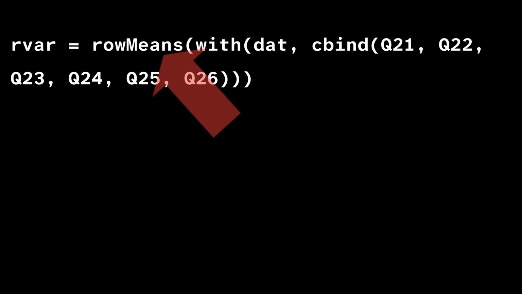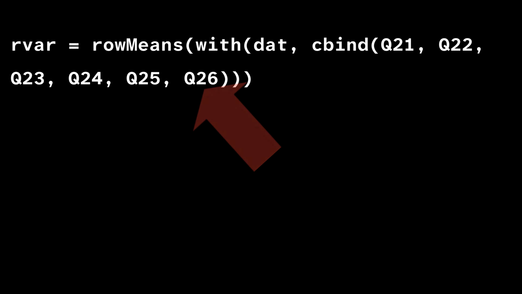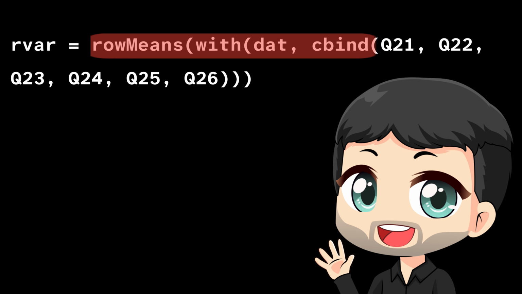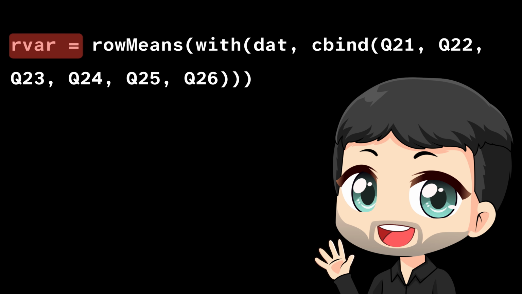Let's see what this can look like in practice. Here I want to calculate the mean over a bunch of variables, Q21 to Q26. I start with the name of the dataset, and cbind to select just these variables from the dataset. All this is wrapped up in rowMeans to calculate the mean across these variables for each case. I could then put this in a new variable.